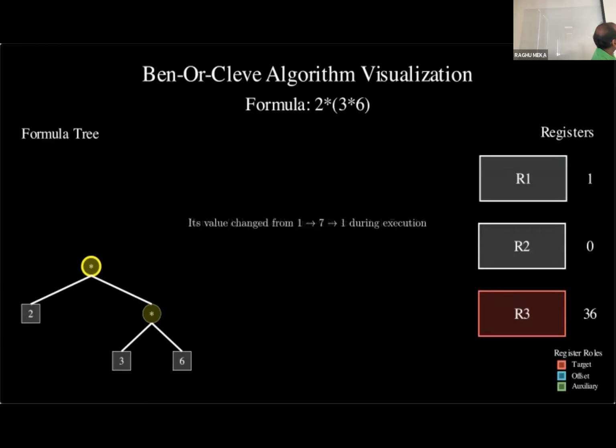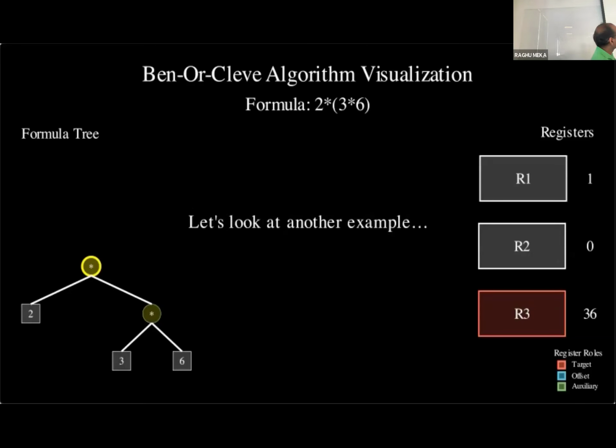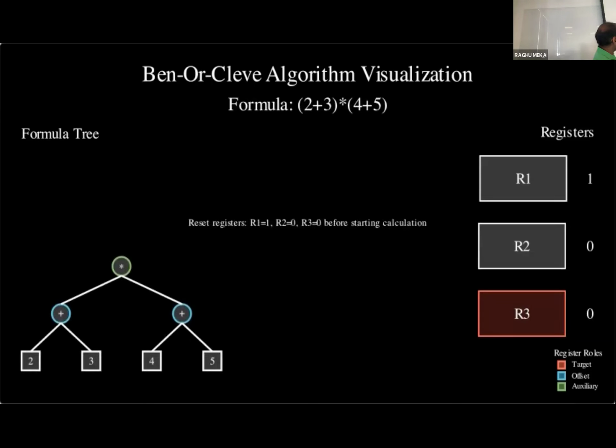Okay. And just a couple more minutes. So it also says, all 3 registers' roles change during recursion. So that's why you need 3. Otherwise you would only need 2. But every register changes its value. And here actually R1 never changes.